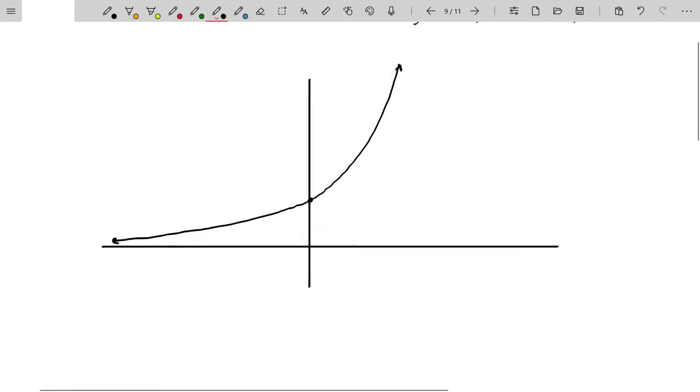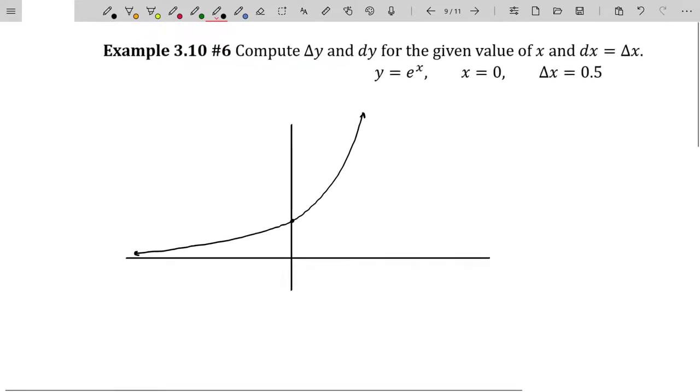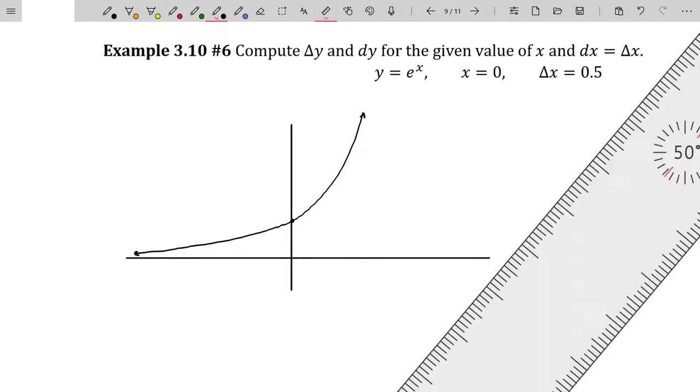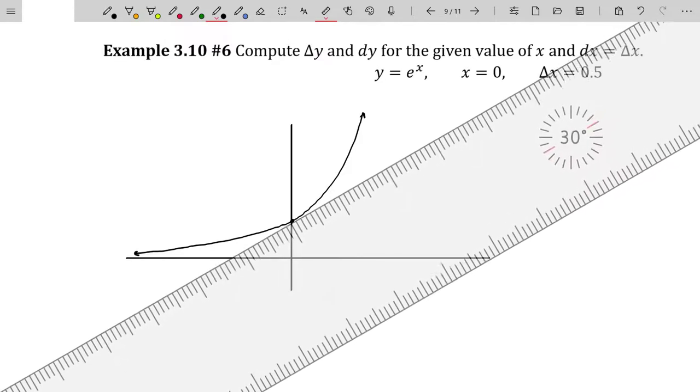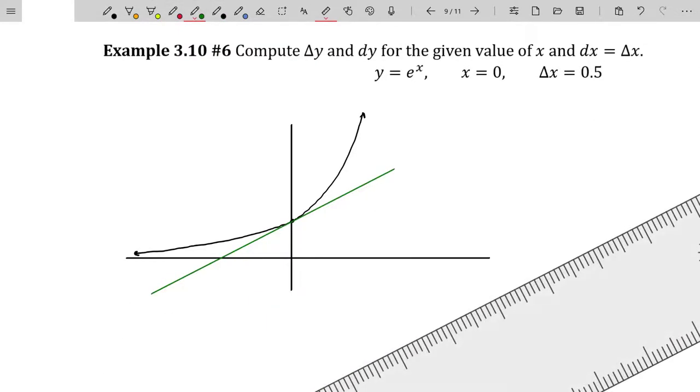And our function e to the x goes through 0, 1. It goes down like this forever. And it's exponential in the other direction. It's an exponential in both directions, to be honest with you. And then I'll go ahead and do, I want to draw a tangent line? Yeah, I might as well draw in the tangent line here. So let's draw in that tangent. And it'll look kind of gnarly, but we'll go ahead and do it. Tangent, I'll use green for again. So there's our tangent line.